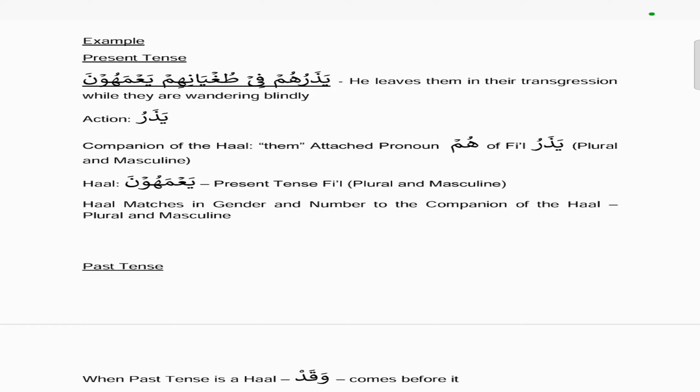The companion of the Haal is them, which is the attached pronoun hum on the fi'l yadharu. So that's where you see yadharuhum. The companion of the Haal is the attached pronoun hum, and therefore it's plural and masculine. And the Haal is ya'mahuna, a present tense fi'l, and it's plural and masculine also. So the Haal matches in gender and number to the companion of the Haal. They're both plural and masculine.